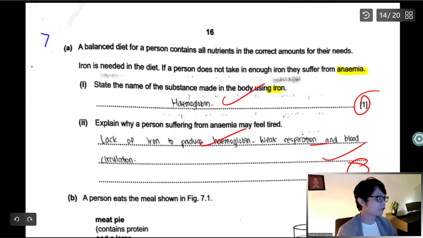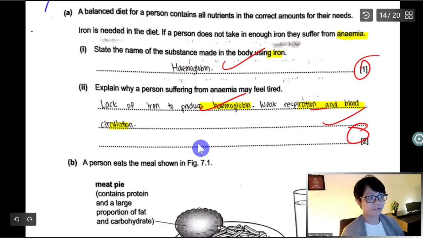Hemoglobin, can you write red blood cell? Cannot. Okay, the marking scheme only writes hemoglobin, so if you write red blood cell, then you didn't get any mark. Explain why the person is suffering from anemia but feels tired. Lack of hemoglobin, correct, you will get 1 mark. And because of lack of hemoglobin, your body cannot carry enough oxygen, so you don't have enough energy. Okay, and it's something like that. I just explain a bit.